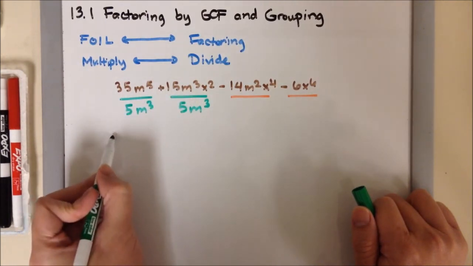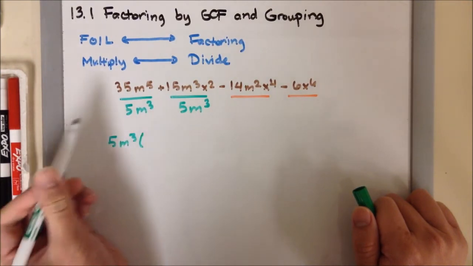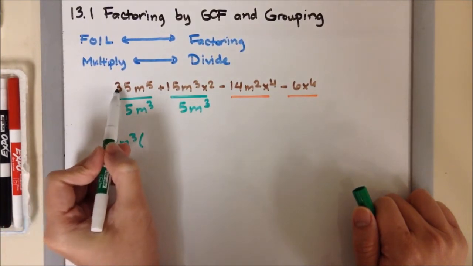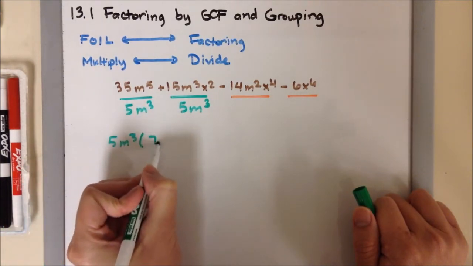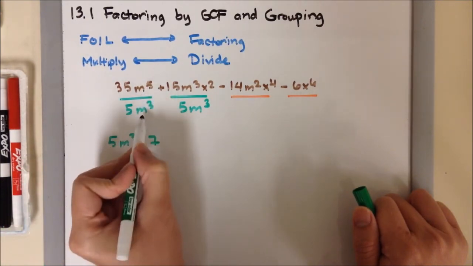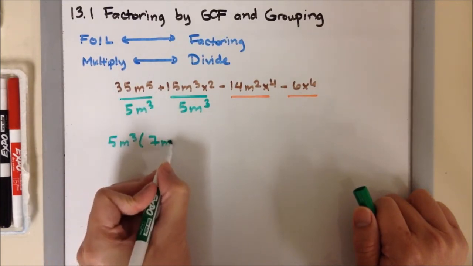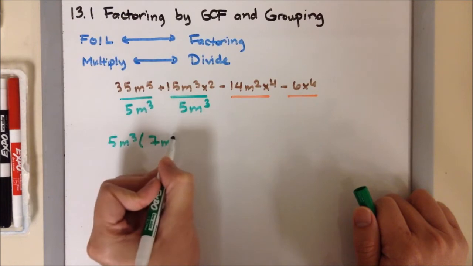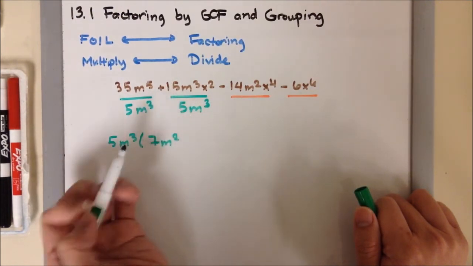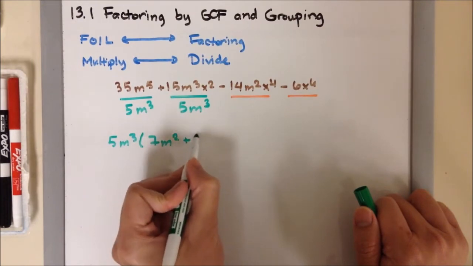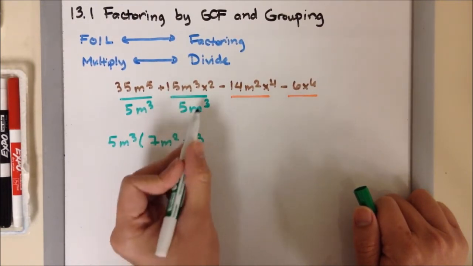So I'm going to write it outside here of the parenthesis. So 35 divided by 5 will be 7. M to the 5th divided by m to the 3rd. So basically, I'm going to subtract the exponent, 5 minus 3, which is 2. And then positive 15 divided by 5 will be a positive 3. M to the 3rd divided by m to the 3rd is 1.